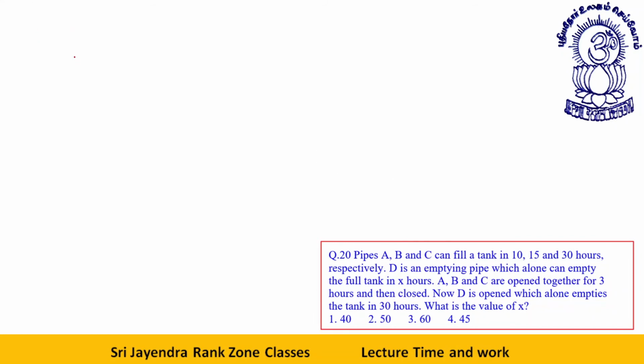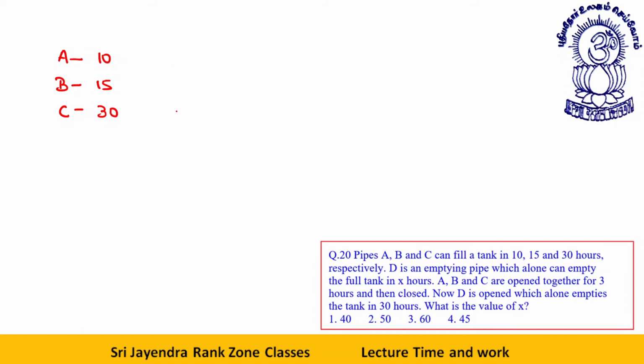Pipes A, B, and C can fill a tank in 10, 15, and 30 hours. D is an emptying pipe which can alone empty the full tank in X hours. A, B, and C are open together for 3 hours and then closed. Now D is opened, which alone empties the tank in 30 hours. What is the value of X?